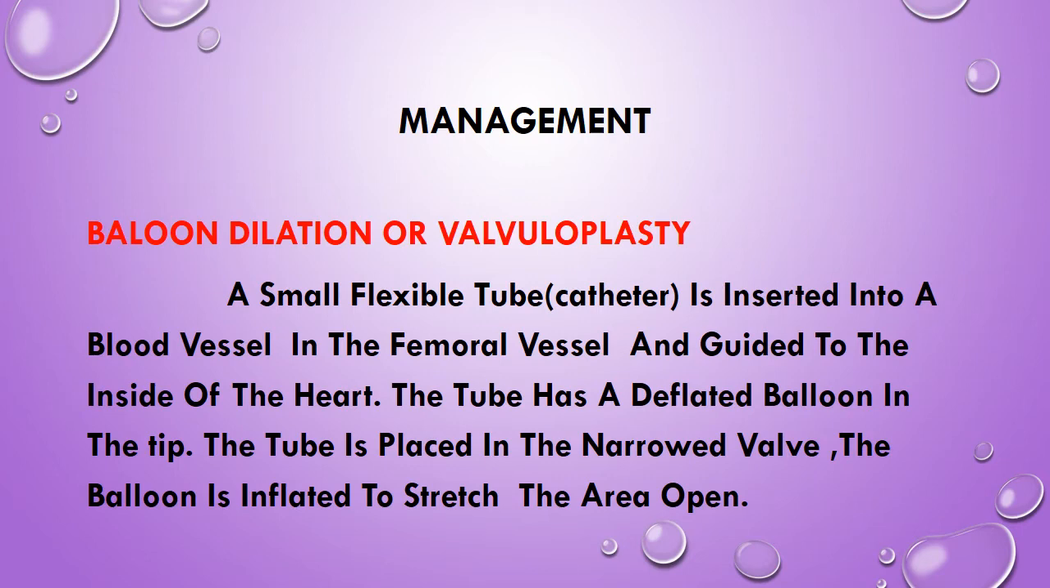Here we will be inserting a catheter, that is, a small flexible tube inserted into a blood vessel through the femoral vessel. It will be guided inside the heart and has a deflated balloon at the tip of the tube. Once it is placed in the pulmonary artery, we start inflating it with the three-way manifold, so that the area starts stretching and opening, and enough blood will be pumped through the pulmonary artery to the lungs.